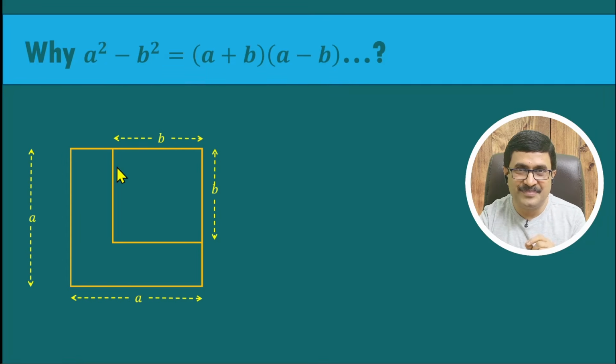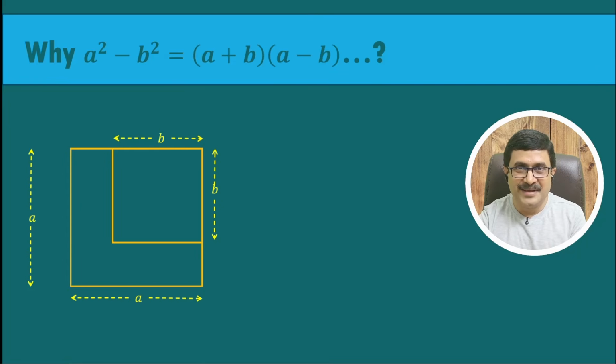Think visually. If you remove the smaller square with side B from the larger square with side A, the remaining area will be equal to the area of the larger square, that is a squared, minus the area of the smaller square, that is b squared. Now a squared minus b squared is equal to the area of this L-shaped region. If you can calculate the area of this L-shaped region, it will give you exactly the value of a squared minus b squared.